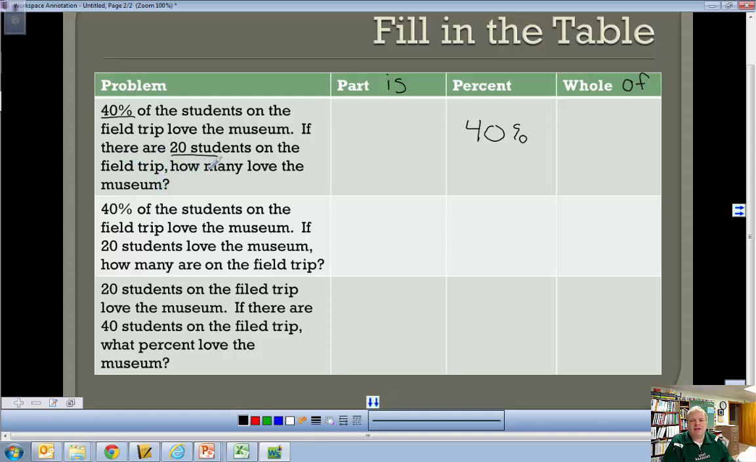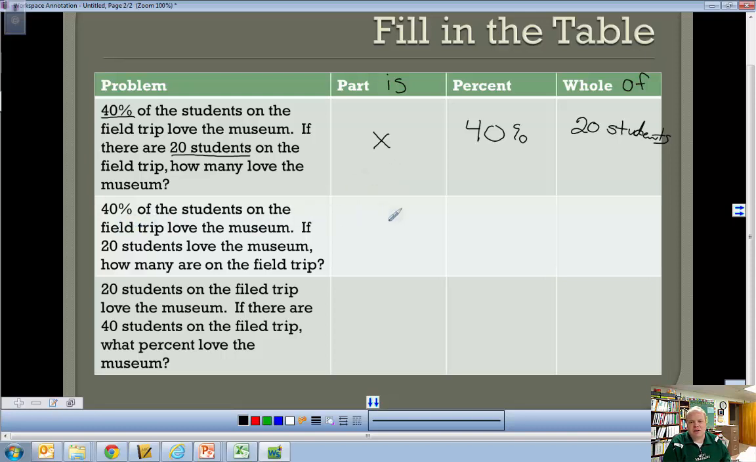Well, you got to ask yourself, this 20 students, is that my part or my whole? Well, it says there are 20 students on the field trip. They're telling you that is the whole. So therefore, this is my whole, my 20 students. Okay? So that would mean my part is my unknown. That's what I don't know. Let's look at the next one.